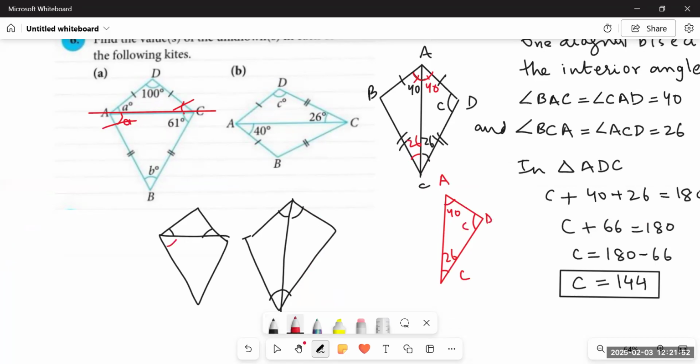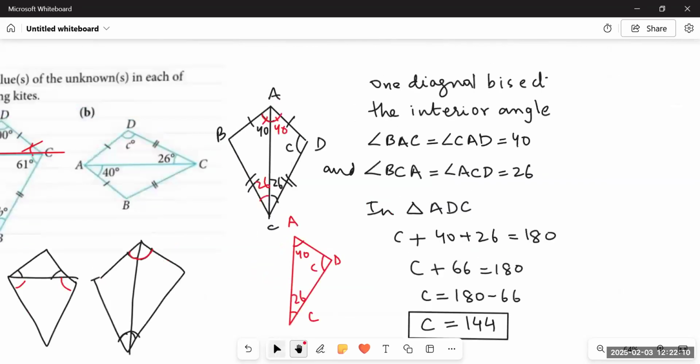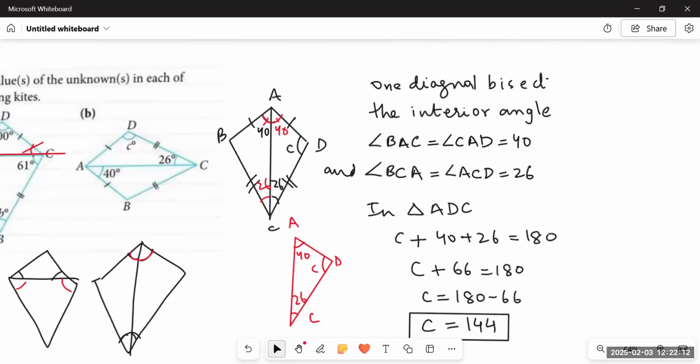Similarly, these two angles were equal to each other, but this time these two angles would be equal to each other and these two angles would be equal to each other. So using different kites, we will have to use different properties. And if you memorize them by practicing as many questions as possible, this would be easier for you to understand where we have to use the properties of isosceles triangle and where we have to use the properties of diagonal bisecting the interior angles.